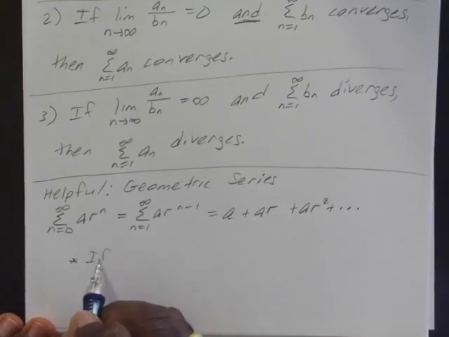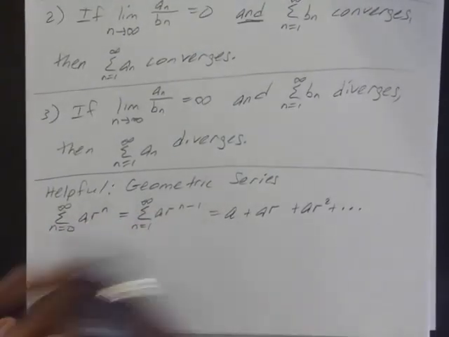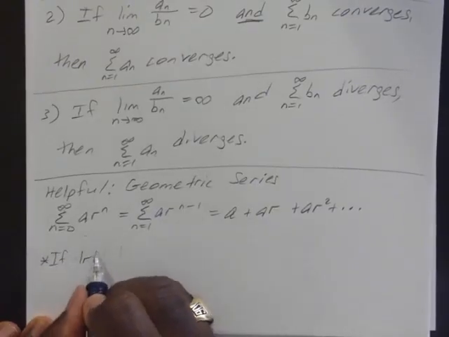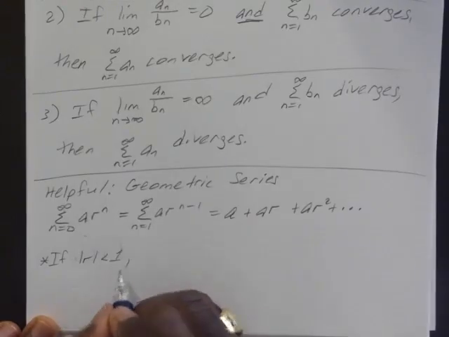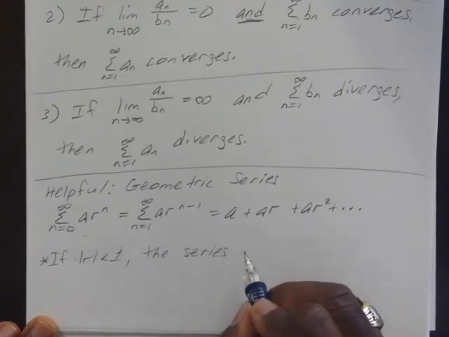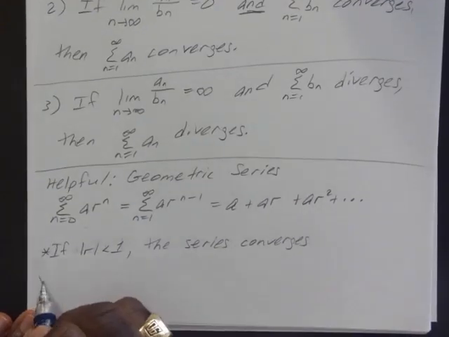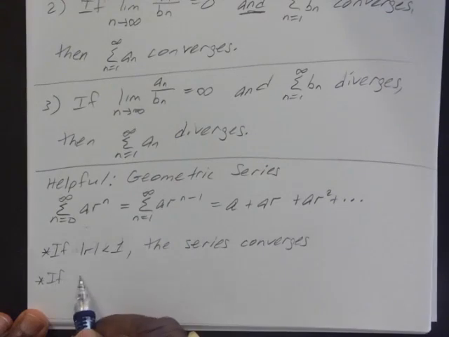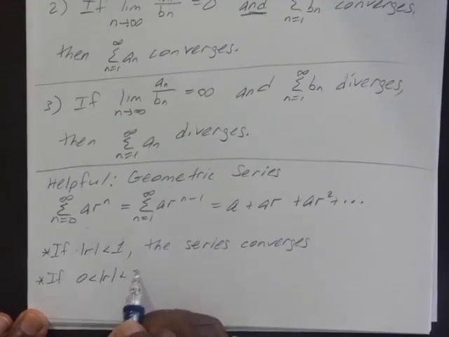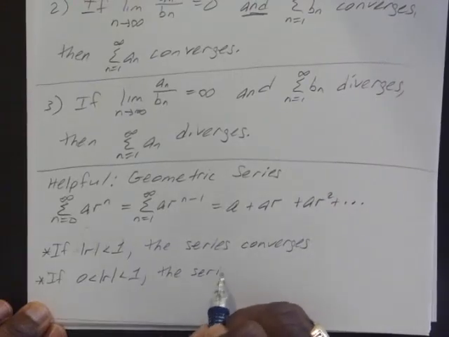Okay, and we know that if the absolute value of r is less than 1, the series converges. Now, if the absolute value of r is greater than or equal to 1, then the series will diverge.